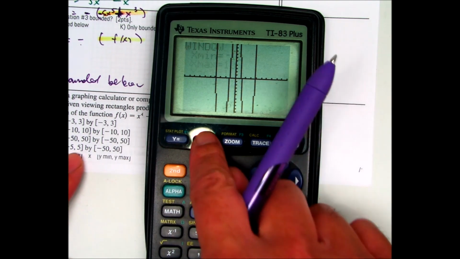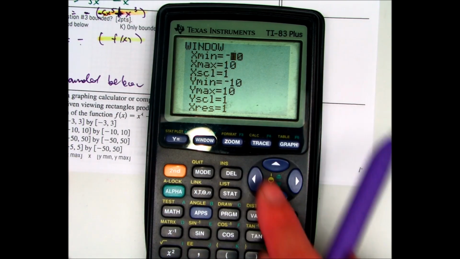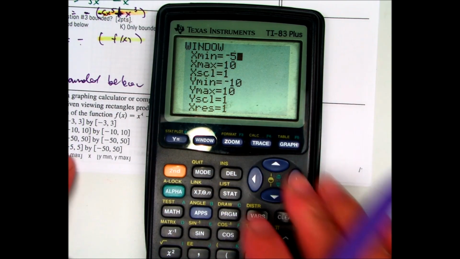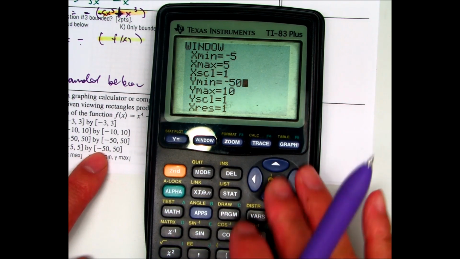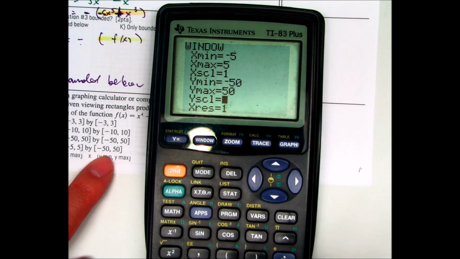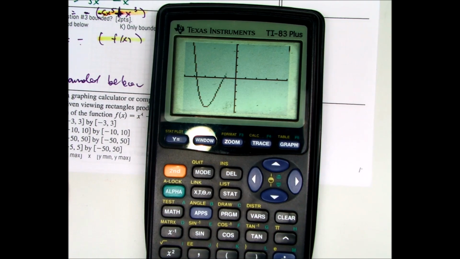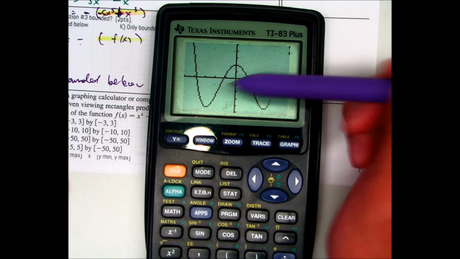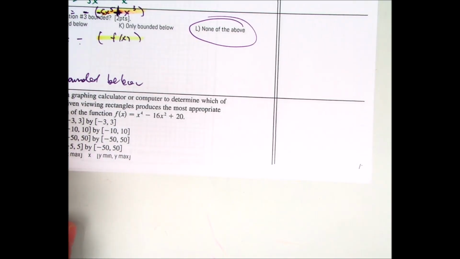So we go to Window. X minimum is negative 5. X max is 5, negative 50, 50. Here I'll count by tens because you have such a great range there. And then graph. And this produces the best graph because now I can see the minimums and the maximums. So D is the correct answer.